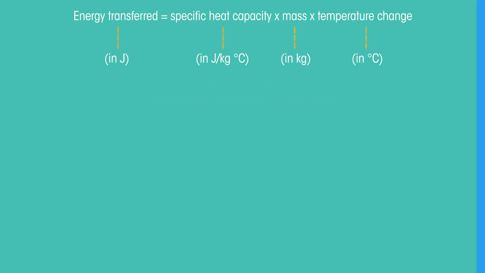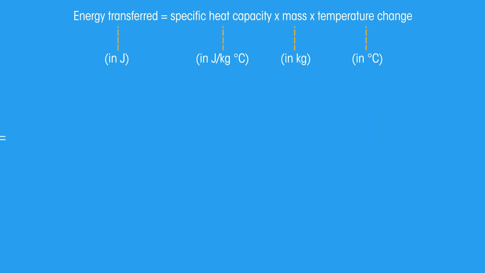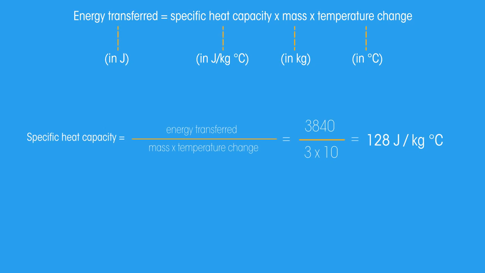Let's have a look at a problem. Pause the video and attempt to calculate the specific heat capacity of lead. How did you get on? The energy transferred is this, the mass is this, and the temperature change is 10 degrees Celsius, because it's this, take away this. Using the rearranged equation, substitute in the values and we get 128 joules per kilogram Celsius.